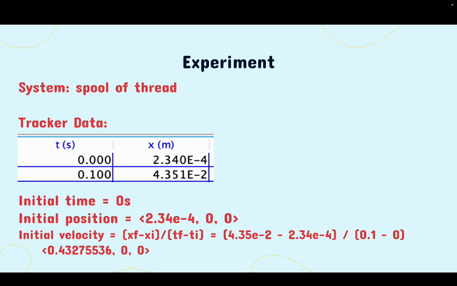The system of this lab is a spool of string, and we can assume that there's no air resistance, friction, gravity, or force applied to the object. The initial position I found from the tracker was 2.34 e to the negative 4 meters, and the initial time was 0 seconds. To find the initial velocity, we used 2 points from the tracker data in the equation final position minus initial position over the change in time. We got 0.43 as our initial velocity.